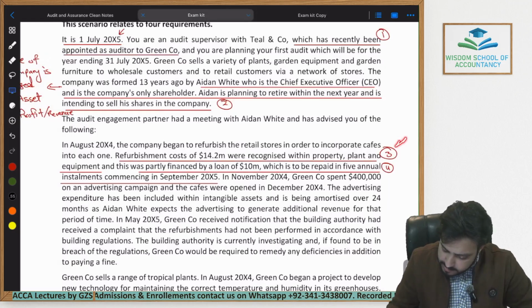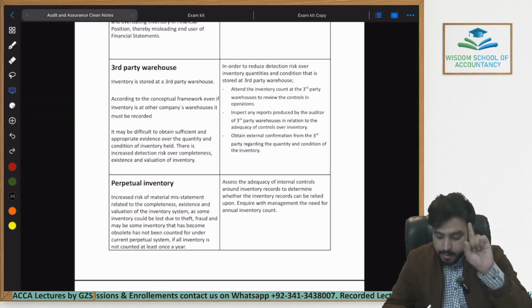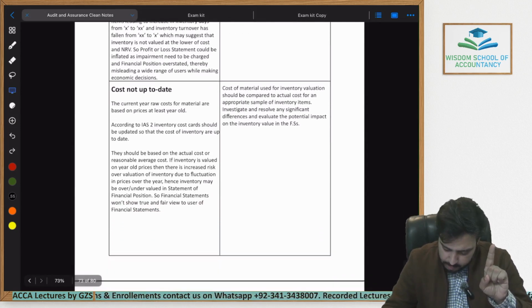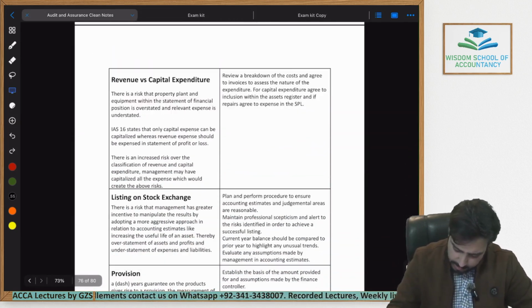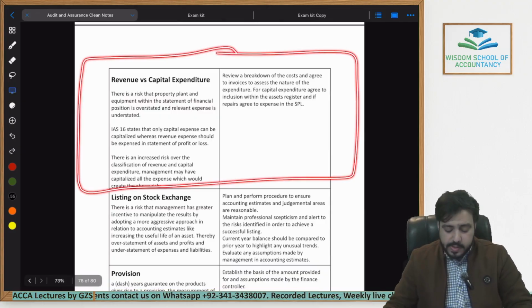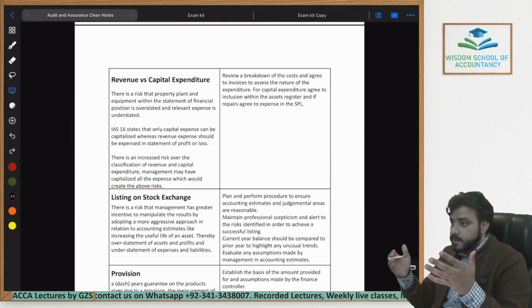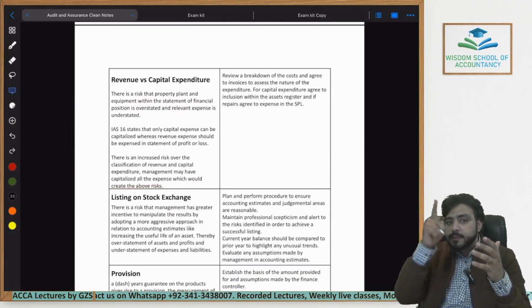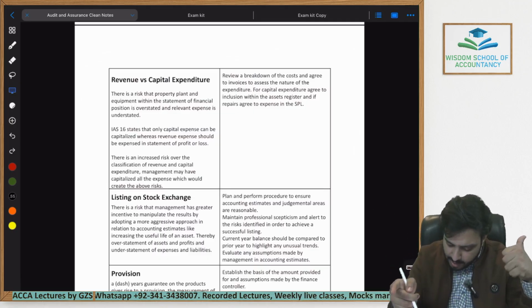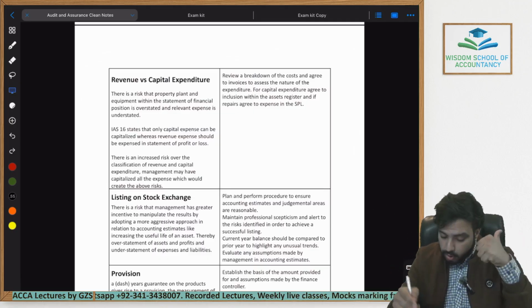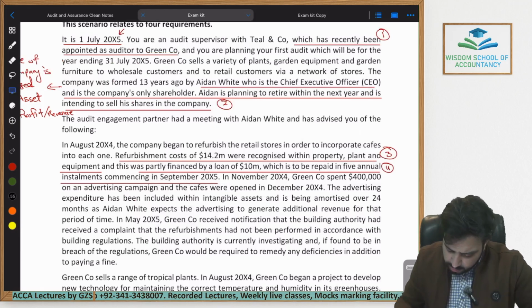Let's come towards this risk: property, plant and equipment, breakup between revenue expense and capital expense. Let me show you that as well. It is written within these notes as well. You see right here. Whenever a cost is capitalized, there is always a risk that within that cost that has been capitalized, there may also exist revenue expense which should have been expensed out. It should not have been capitalized.